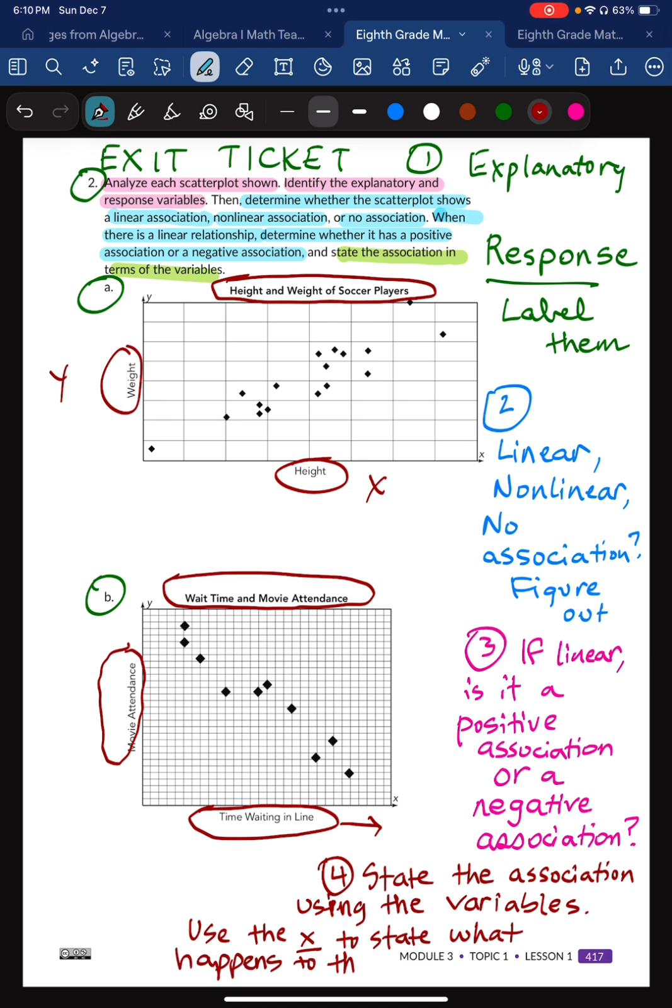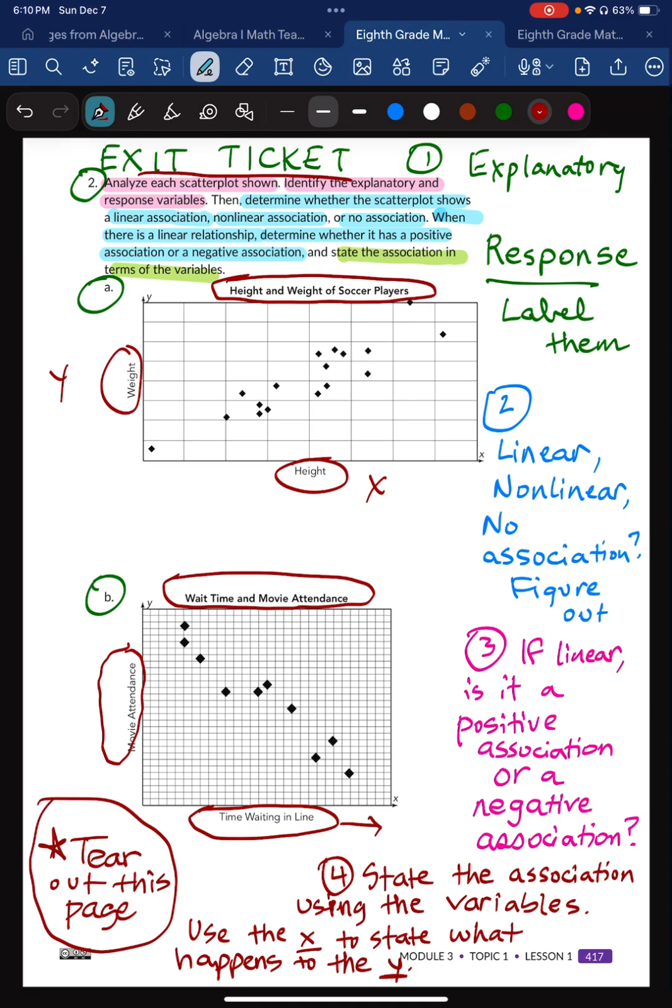Okay, so when you are done, you're going to tear out this page and turn it in to your sub, and I will grade these when I return. Okay, exit ticket for Monday, 12/8.